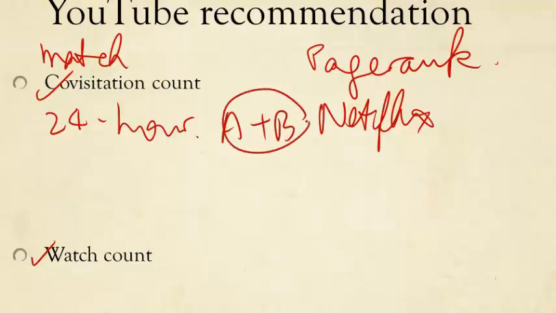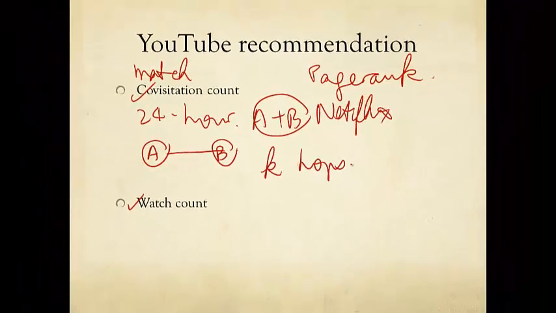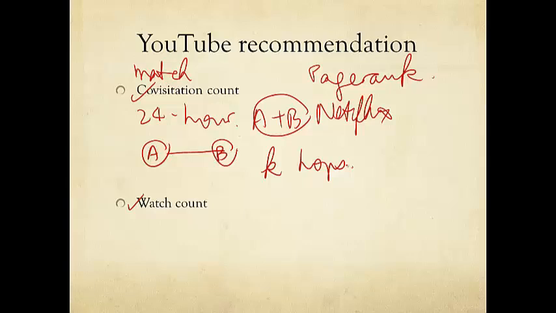If so, then we say that A node and B node, each node being a video clip on YouTube, form a link. Then YouTube will look at the set of videos within K hops, K steps of links, from a given video to help make a recommendation.